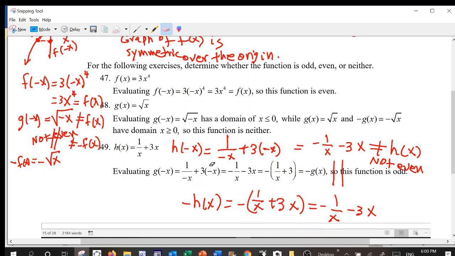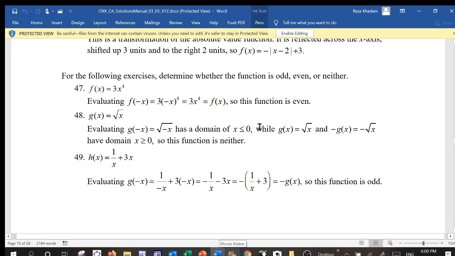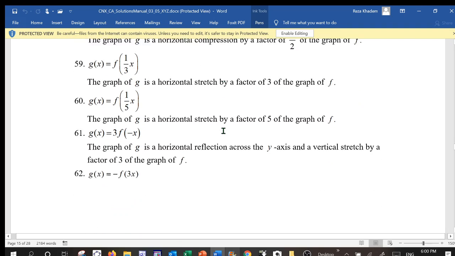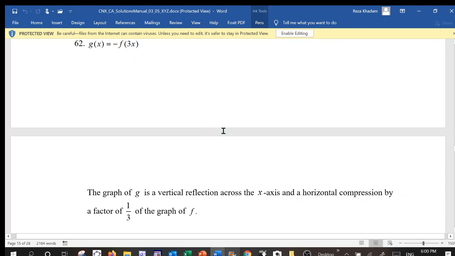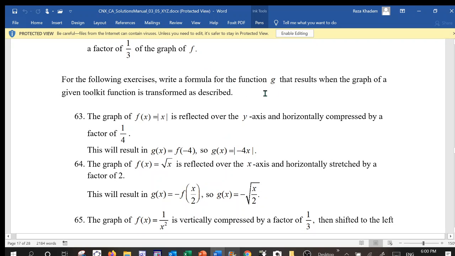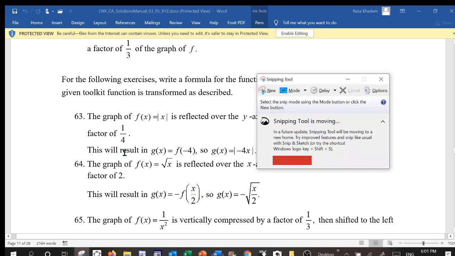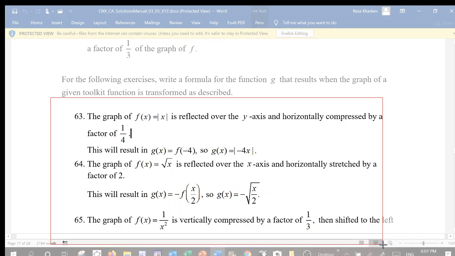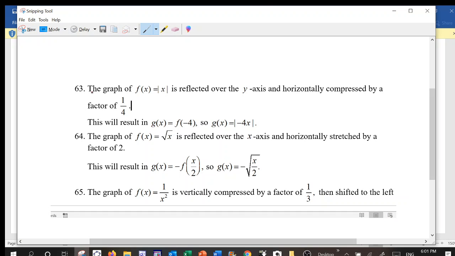All right. So let's do a few more. Looks like I'm going to have to do another video for the other two sections. But let's do a few more. Let's say 63. It says for the following, write a formula for the function g that results when the graph of the given toolkit function is transformed as described. Okay, so we're going to do 63 and 64. Let's do both of these.